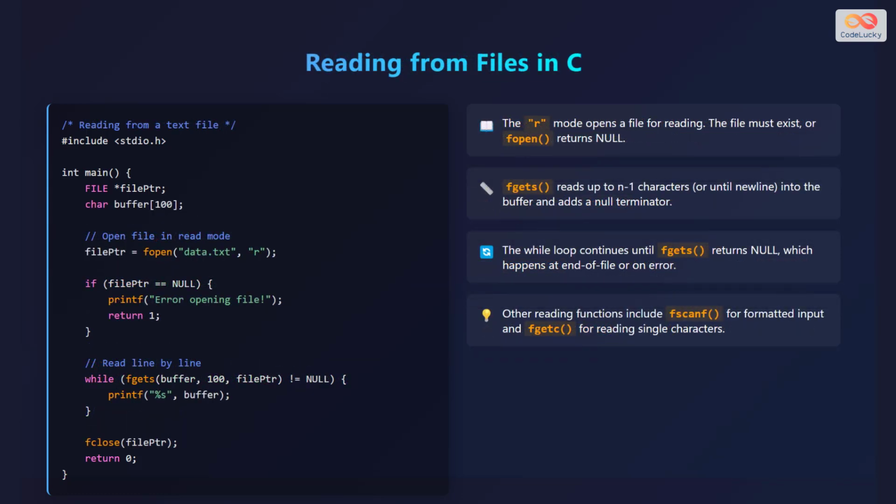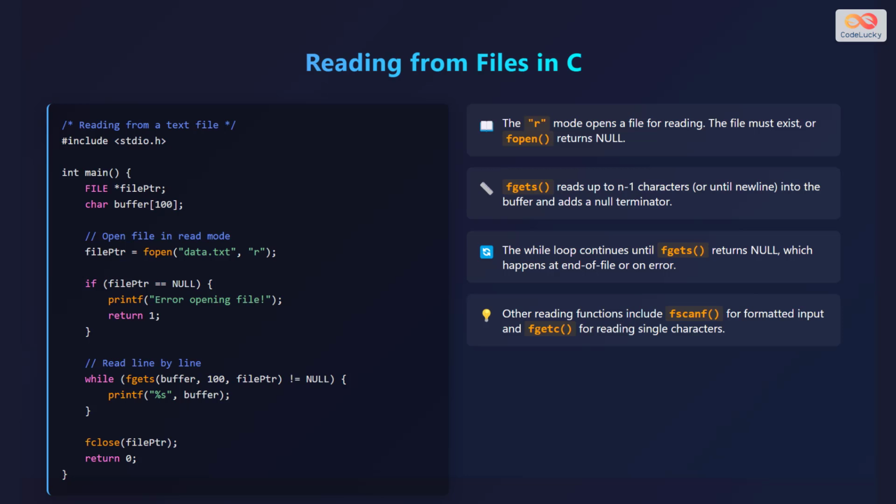Now let's see how to read from files in C. This example demonstrates reading from a text file. Again, we include the standard input-output library, stdio.h. Inside the main function, we declare a file pointer and a character buffer to store the data read from the file. We use the fopen function to open the file named data.txt in read mode. It's crucial to check if the file pointer is null, indicating an error opening the file.